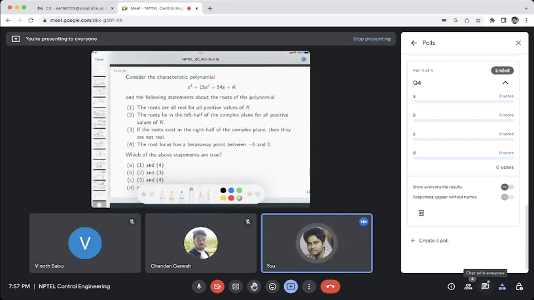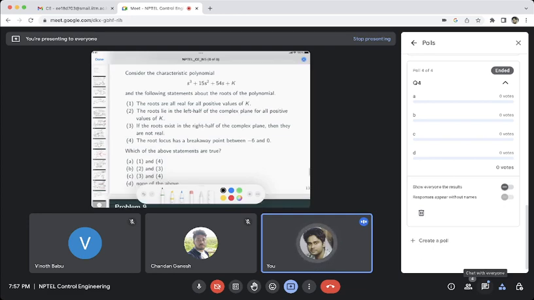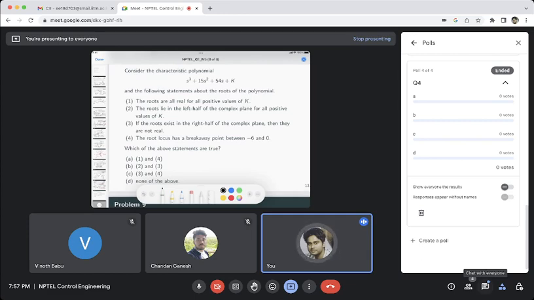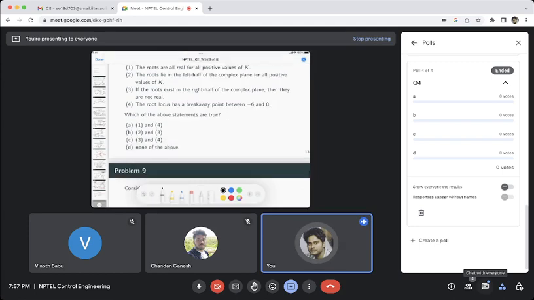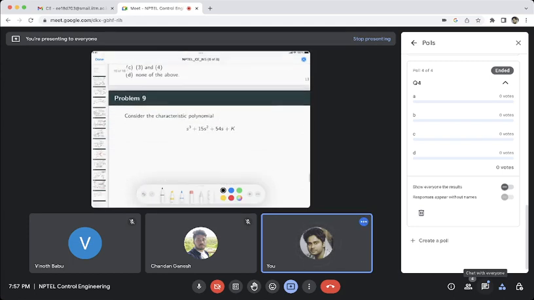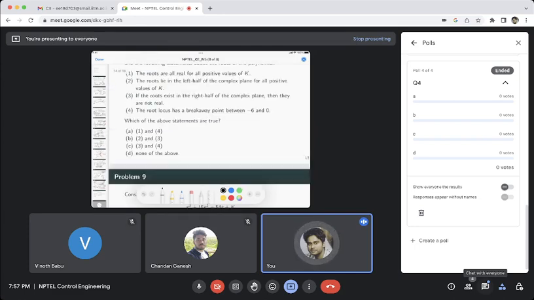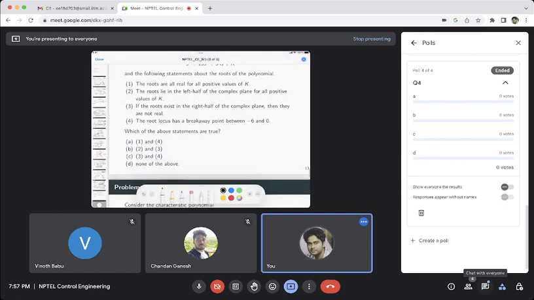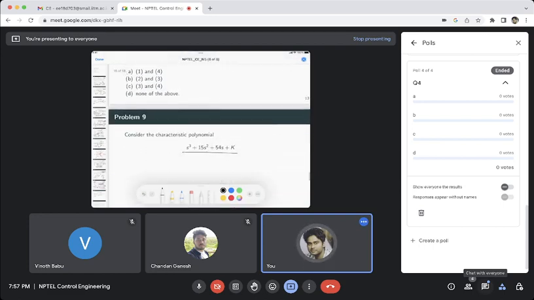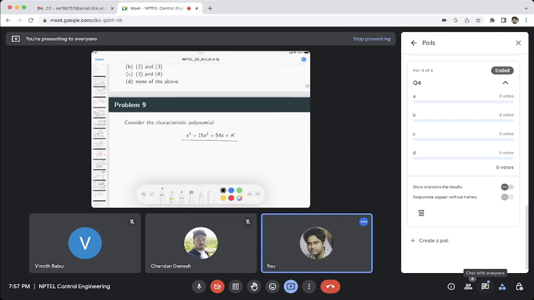So the next question you consider. You are given a characteristic polynomial. Which of the statements are true? For this, let's first draw this root locus. We can directly draw this root locus. So this is s cubed plus 15 s square plus 54s plus K. How to find the open loop poles and zeros of this system?